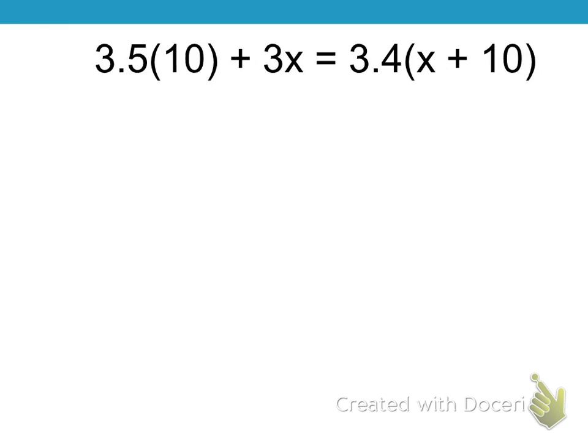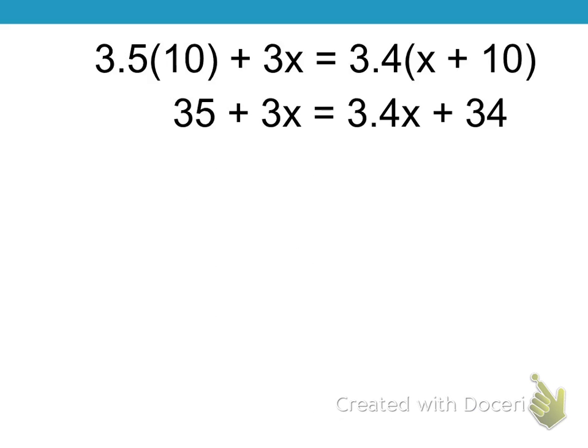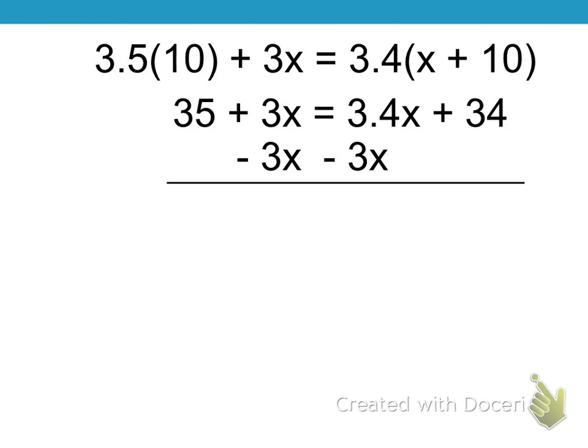Okay, so we got to solve this bad boy. What's 3.5 times 10? 35. And in the back, we're going to distribute the 3.4 to the x and to the 10. So we'll have 3.4x plus 34. We subtract the x. Yeah, let's get our x's together so we can subtract 3x from both sides. That gives me 0.4x.